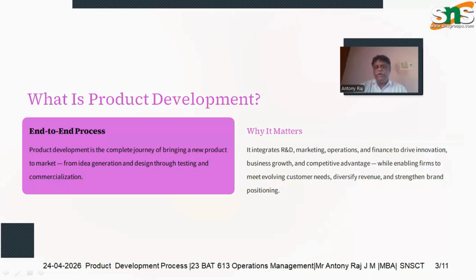And why it is very important: as you know, the needs of the customer keep evolving, keep changing. So you have to come up with new products. And the company's revenue has to grow consistently, so they need new products to diversify the revenue. They also have to come up with new products to strengthen the existing brand position. So these are some of the driving forces behind product development.